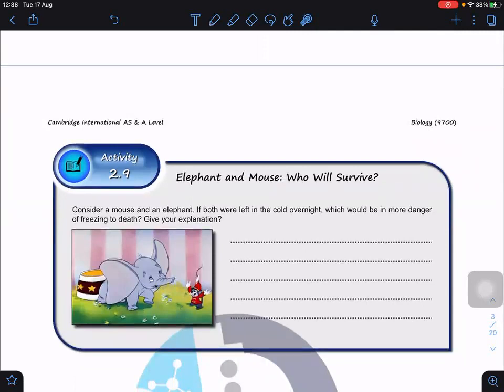So the first question we're going to ask here, if we are cruel enough, we put these two, the elephant and the mouse, in a large freezer. If we leave them in the cold overnight, who will die first? Yes, give me your answer. Think about it.